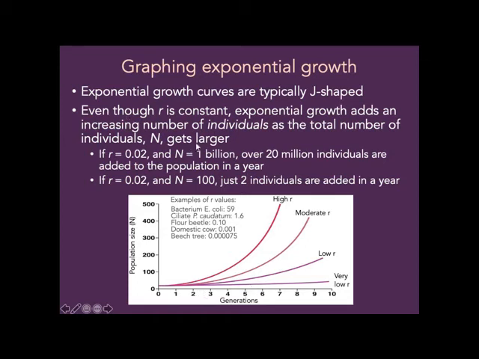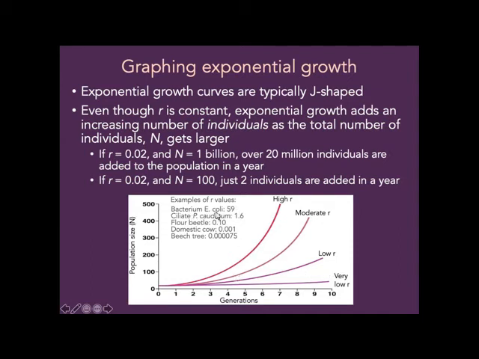So if you have a very low population size, then the number of individuals in the population will increase slowly, right? So if you have N equal to just 100 individuals, then just 2 individuals are added each year. All right, so this is just showing you what it looks like if you have a low r, or a moderate r, or a high r, right? And so this is the increase.